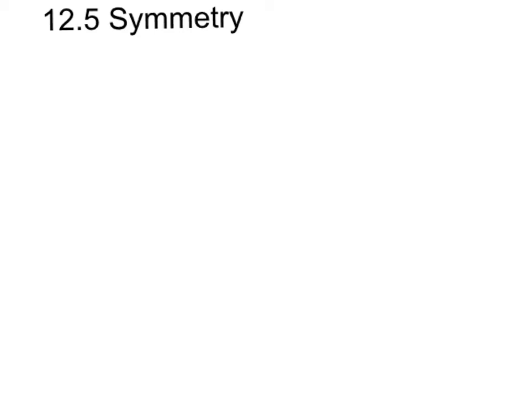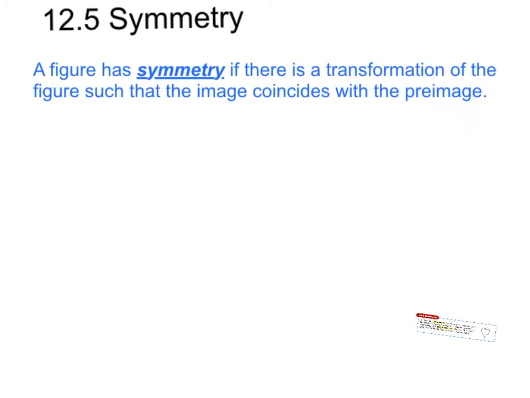Hello, 8th graders. In section 12.5, we're going to talk about symmetry. Now, you've done symmetry in the past, but we're going to talk about different types of symmetry in addition to just line symmetry. So a figure has symmetry if there is a transformation of the figure such that the image coincides with the pre-image. Now, there are different types of symmetry.